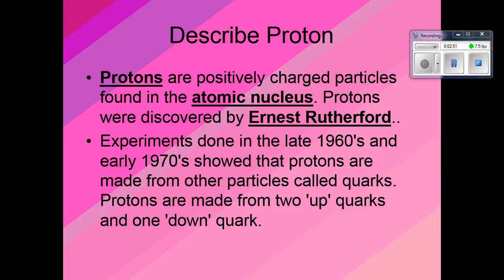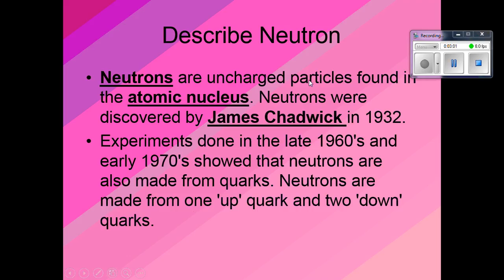Now, inside the nucleus, we have what are called protons. They're positively charged particles found in the atomic nucleus. Protons were discovered by Ernest Rutherford. Don't worry about the second bullet point there. Neutrons are uncharged particles found in the atomic nucleus. Neutrons were discovered by James Chadwick in 1932. Generally speaking, they're there to stabilize a nucleus. Okay, don't worry about the second bullet point.